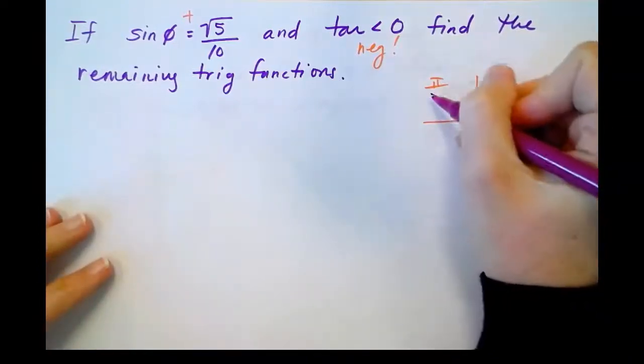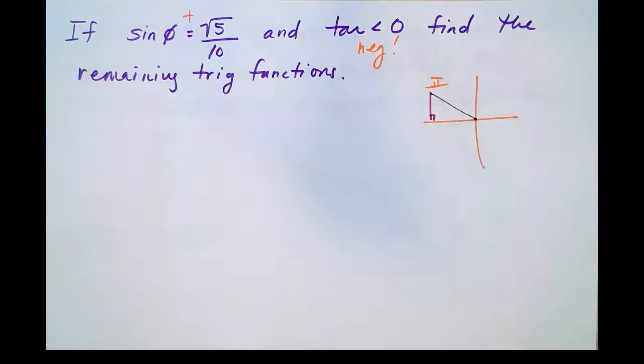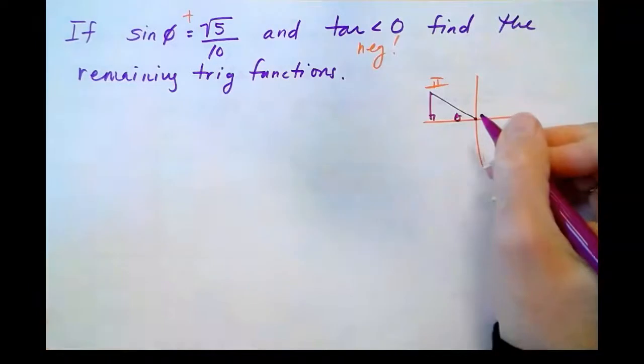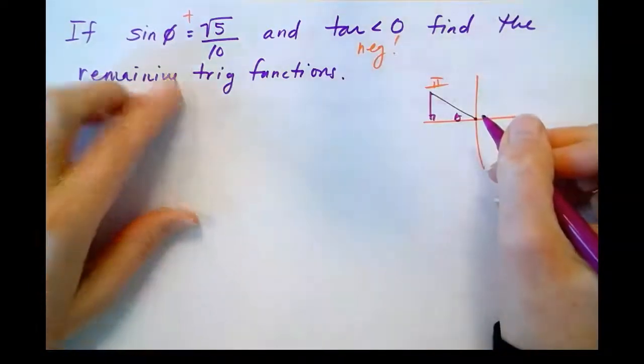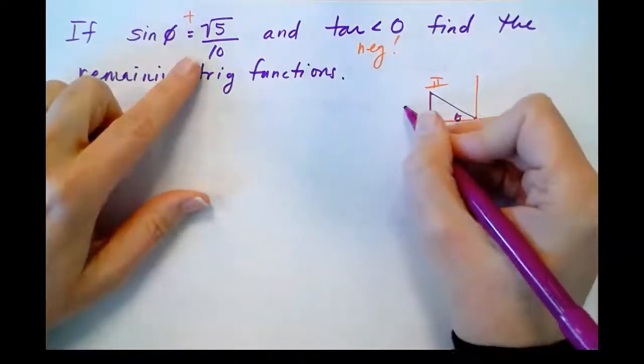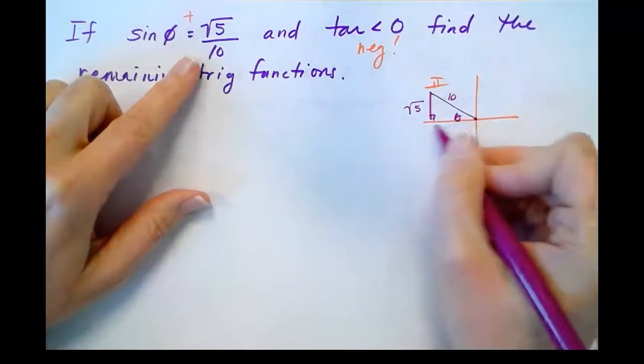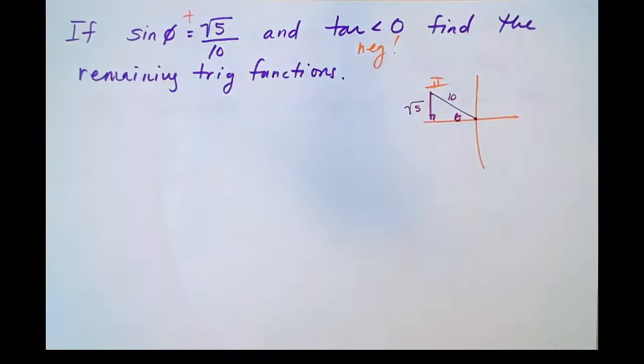Remember, we're drawing a right triangle that has an altitude either dropped or raised to the x-axis, never to the y. So here's our variable right there. This is our angle. Sine is opposite over hypotenuse. So we're after this adjacent side, and this adjacent side will be negative.